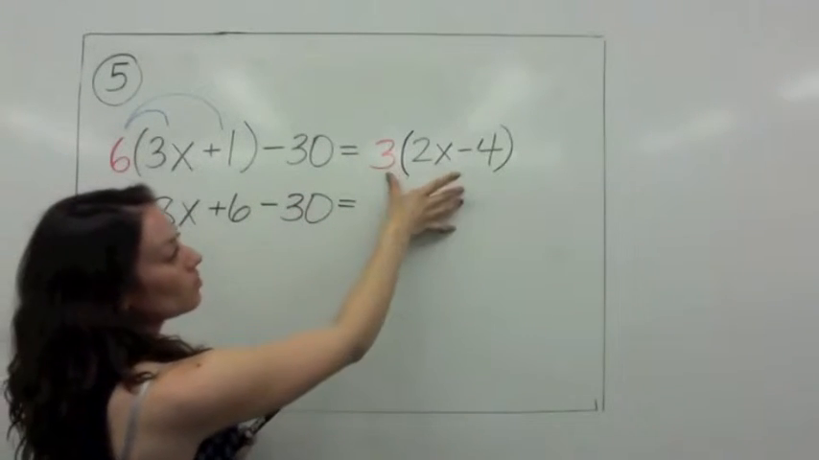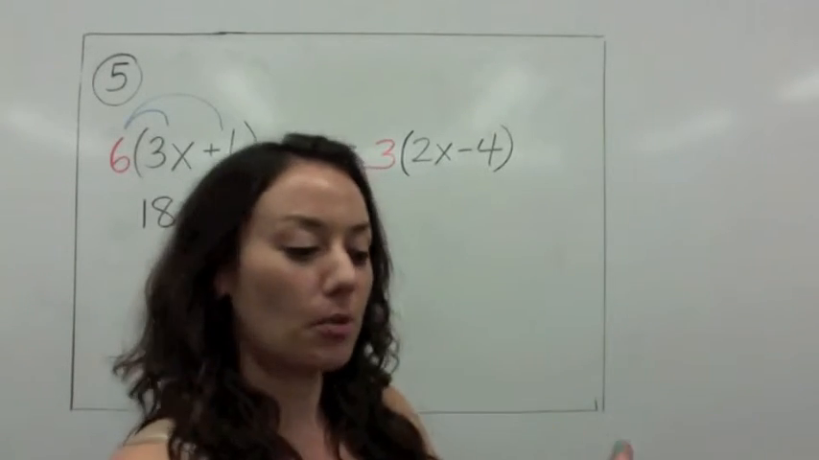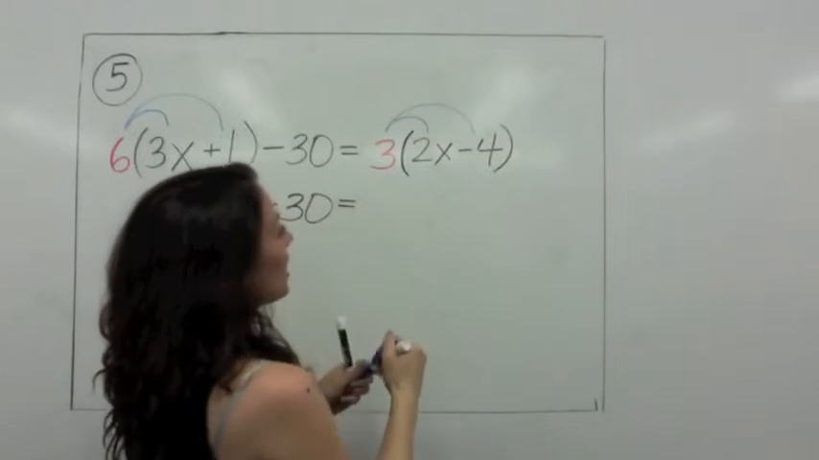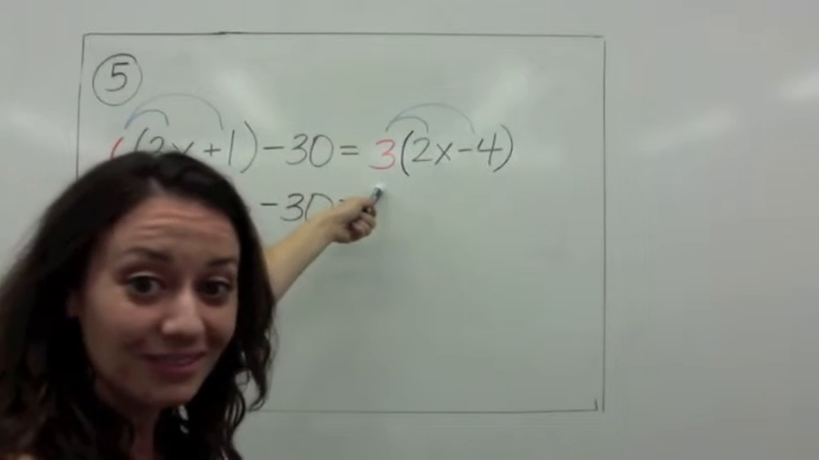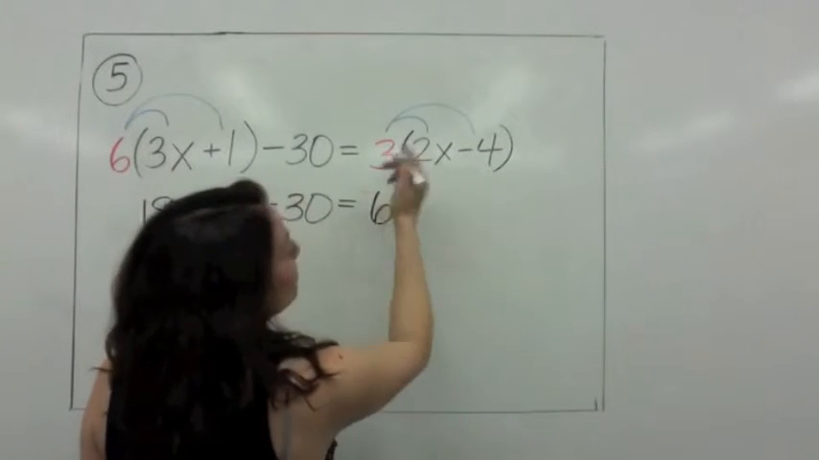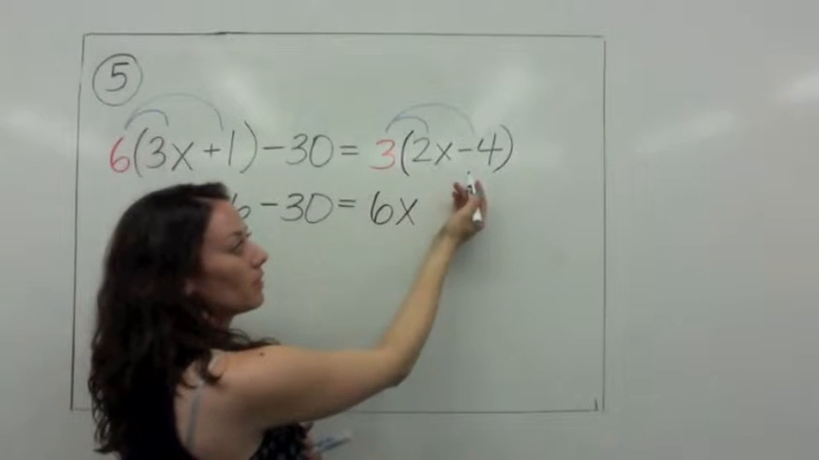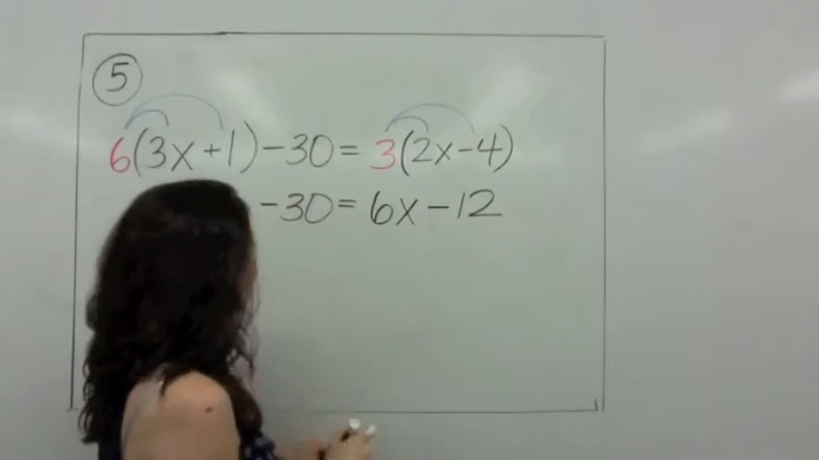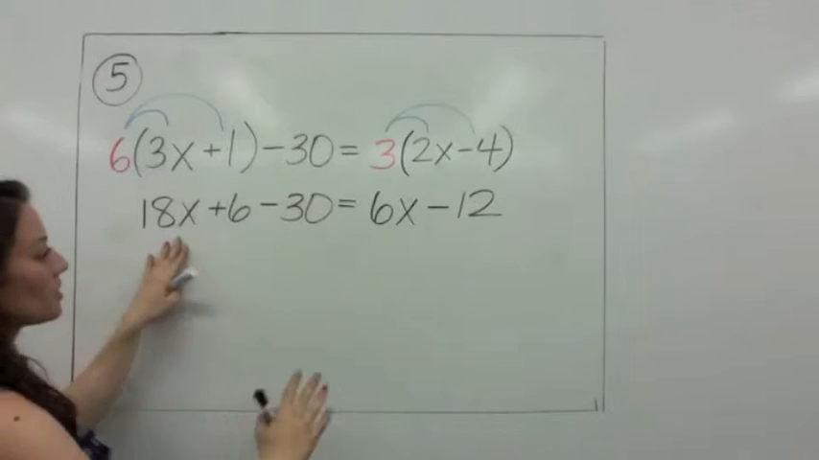You have parentheses also on the right side, so we're going to distribute, multiply. We're going to multiply out the 3. Okay? 3 times 2x and 3 times a negative 4. What is 3 times 2x? Yeah, it's 6x. And then 3 times negative 4. Don't forget that you're multiplying a positive by a negative. What's positive times negative? It's negative 12.